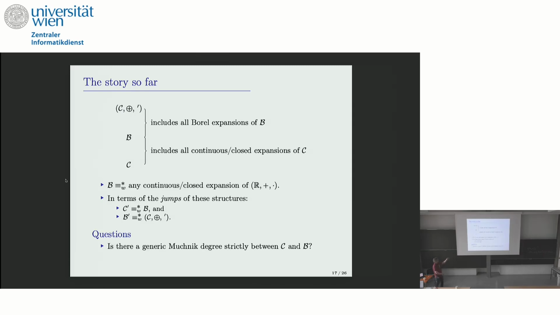Is there a generic Muchnik degree strictly between Cantor space and Baire space, however? I said, hey, look, all the continuous closed expansions are in there, but maybe they're all there or there. Actually, that's the case. But there is a generic Muchnik degree strictly between, but it can't be one of these continuous or closed expansions of Cantor space. And so those are the next parts of the talk. And I have a little bit of time, so that's good.